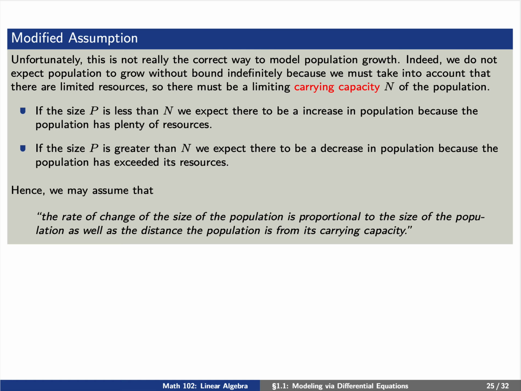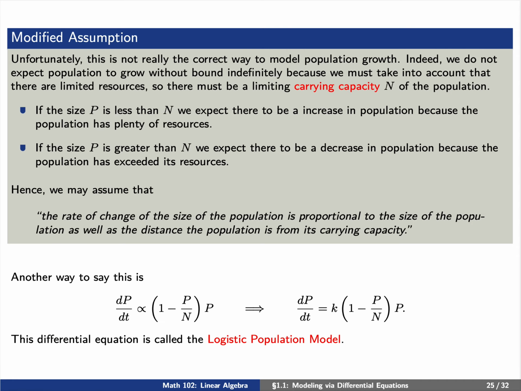The rate of change of the size of the population is proportional to the size of the population as well as the distance the population is from its carrying capacity. Another way to say this is as follows. The rate of change, which is dP/dt, must be proportional to (1 minus P over N) times P. Notice that if P is less than N, then 1 minus P over N is a positive quantity. However, if P is greater than N, then 1 minus P over N is a negative quantity. This differential equation is what's called the logistic population model.